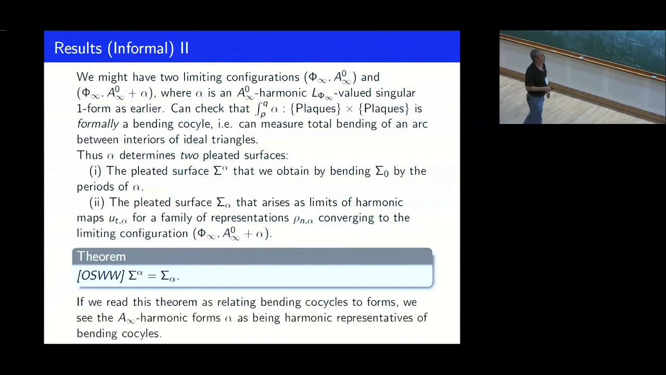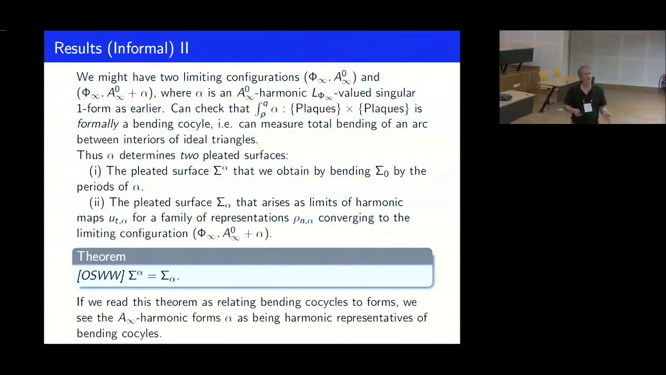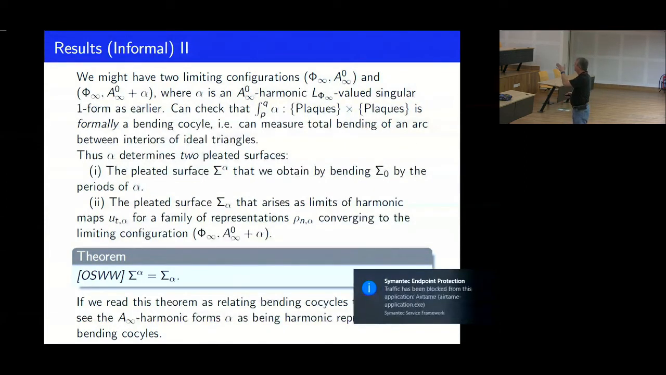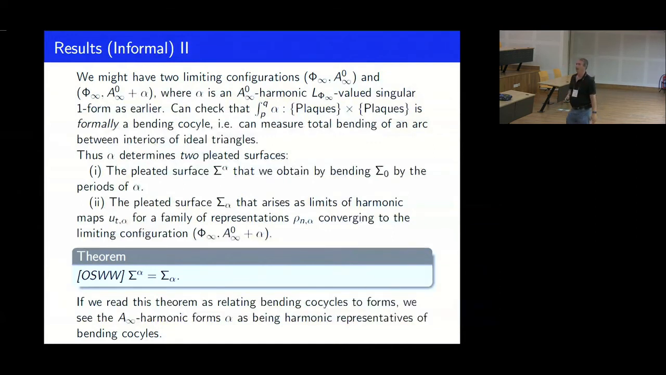Okay, so there's a number of ways of understanding this theorem. In some sense, I'm relating bending cocycles to forms. What these gauge theorists, Paseo, Svoboda, Weiss, and Witt, are saying is that the alphas are harmonic, and they're also representing bending cocycles. If you read the theorem backwards, this is sort of a Hodge theorem, which says I give you a bending cocycle, you can represent it by a harmonic form in the appropriate setting.